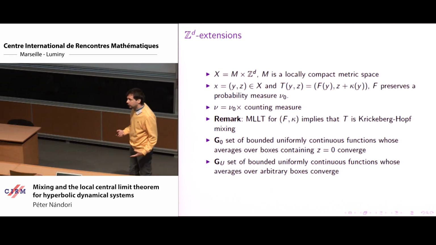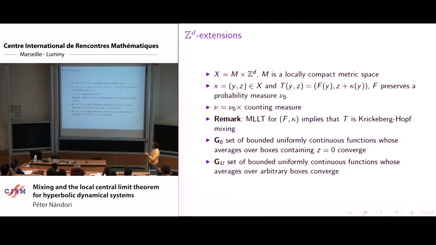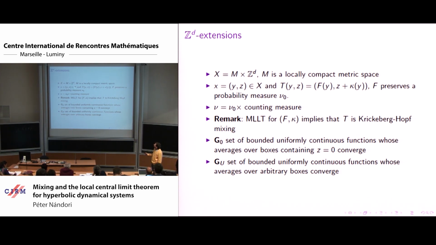So the simplest example is called the Z extension or Z^d extension. Say you have a nice locally compact metric space, or it could be even compact; it's not very important at this point. And you take the product with Z^d. On this space X, you consider a skew product map. In the base, you just apply an F, which is a self-map of M, and in the fiber, you add: T of (x, z) is equal to z plus kappa of x. Okay? So F in the base map preserves an invariant measure nu 0.